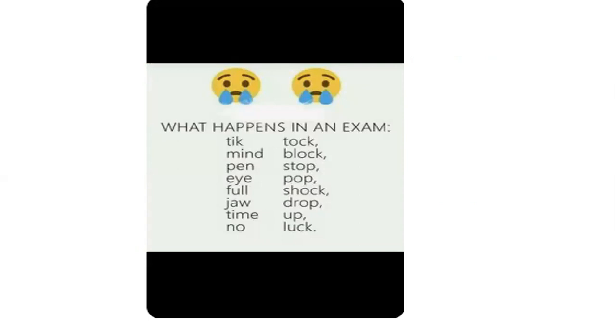So there are various important criteria. What happens to the students in an exam? Tick, eye, full, jaw, time, block, stop, pop, shock, drop, luck, up. So these are the various different types of expressions the students might feel at the time of examinations. But it should not happen in examinations.